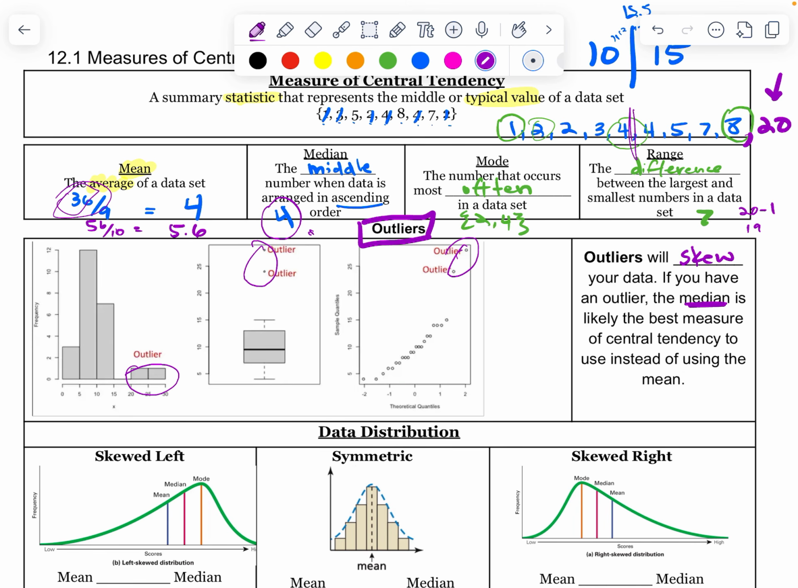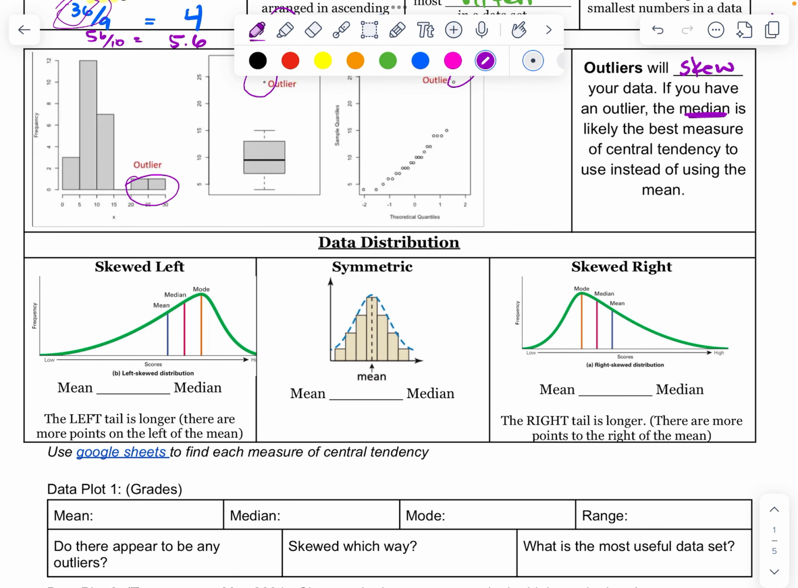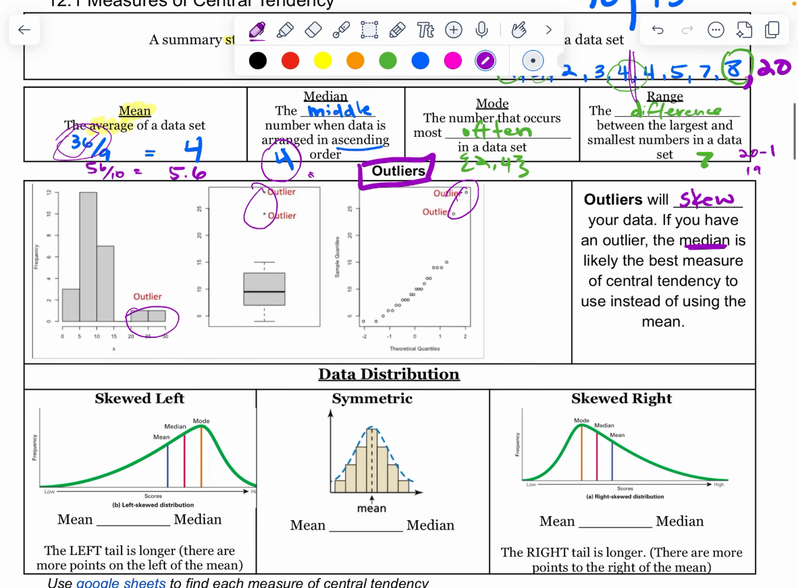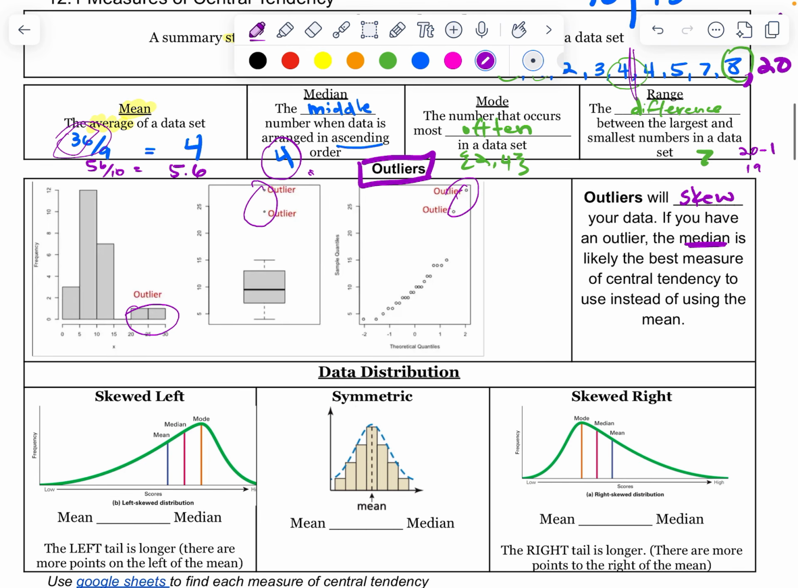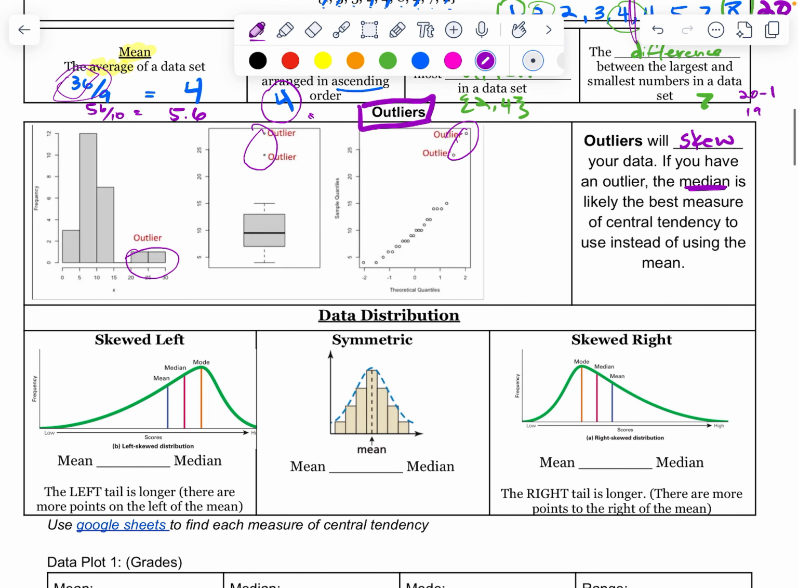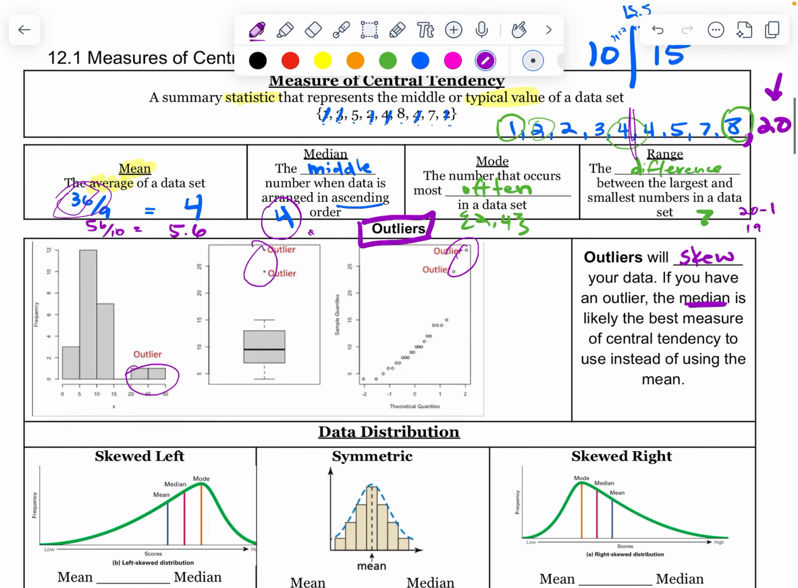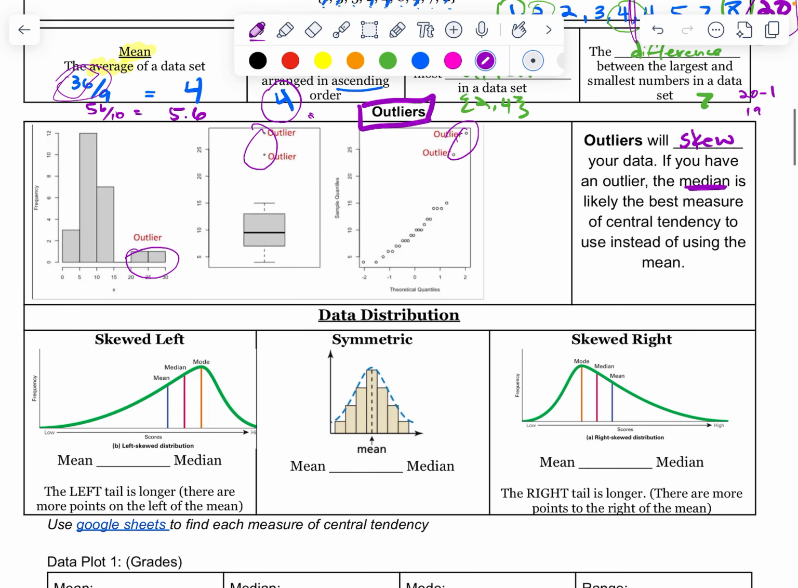So whenever we have skewed data, we're going to use the median. And then you can also see how it is skewed. If I add a very big number, the right tail is longer, there are more points to the right of the mean. If I added this big number like I did with 20, that's adding a data point out here. So that means that my mean ends up being too big. My mean is bigger than my median. This is called skewed right. There are more data points on the right side. You have a tail on the right side.